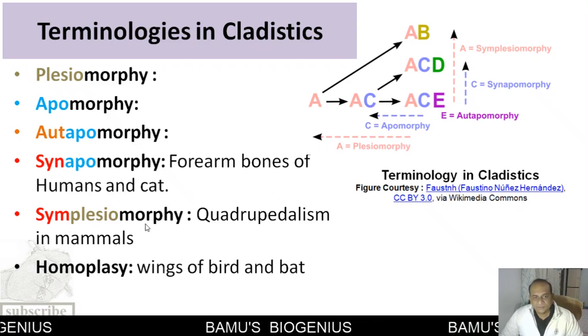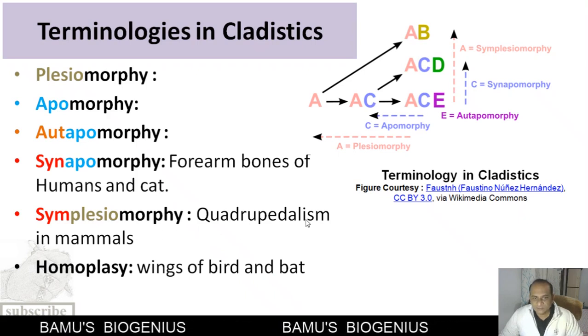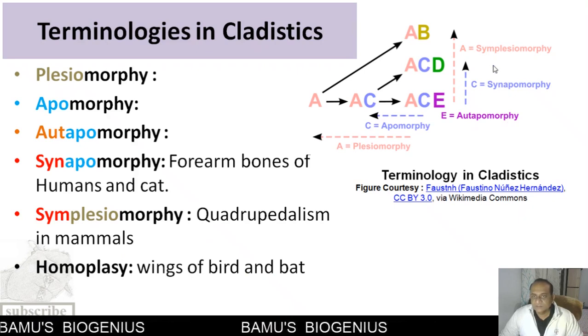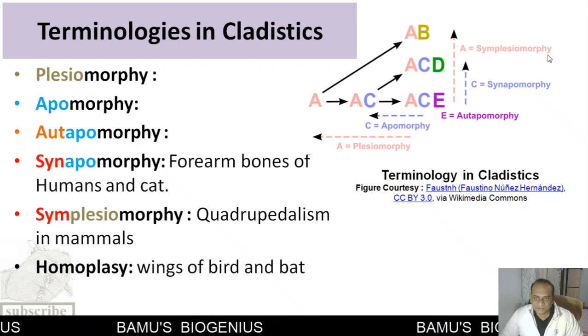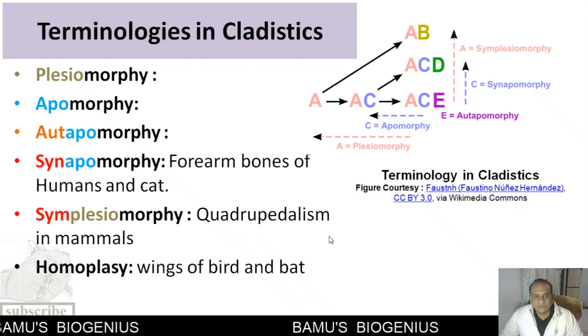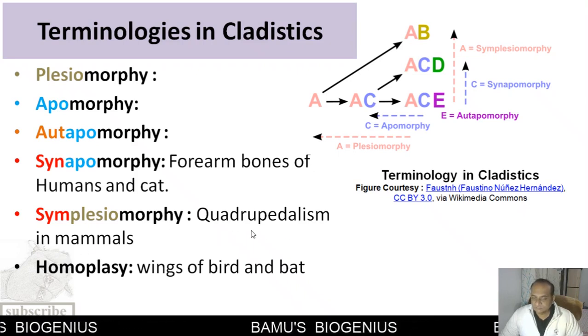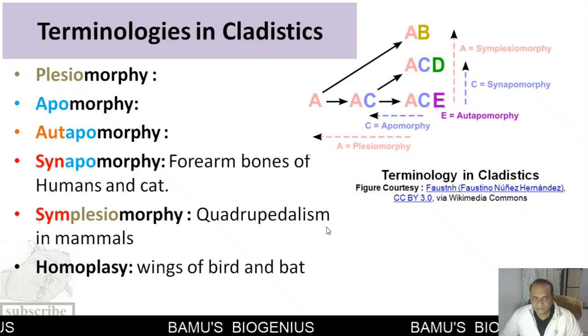Then symplesiomorphy: sym means shared, plesio means ancestral. When an ancestral character is shared by the taxa, it is called a symplesiomorphy. An example is quadrupedalism in mammals. Here, the ancestral character A is a plesiomorphic character, but it is shared by all the taxa, so A is called a symplesiomorphic character. The example is quadrupedalism in mammals, because from amphibians onwards you will find quadrupedalism, so this is a shared ancestral character.